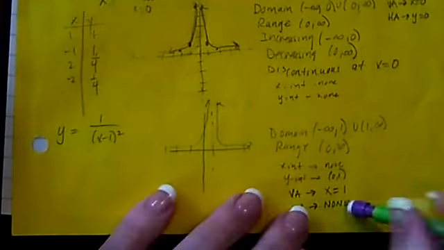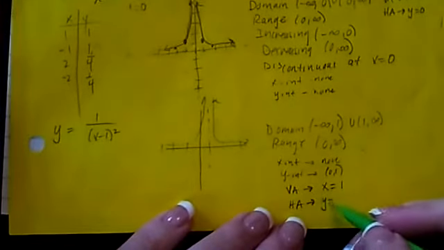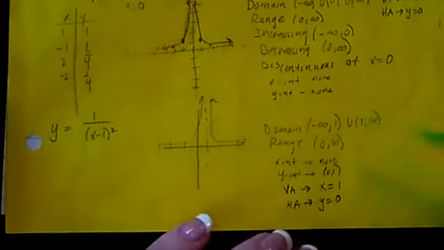There's not a horizontal asymptote on that. I'm sorry, I was looking at the intercepts. This is going to be a horizontal asymptote of y equals 0. Okay, so see if you can do this. It's very similar to this problem.